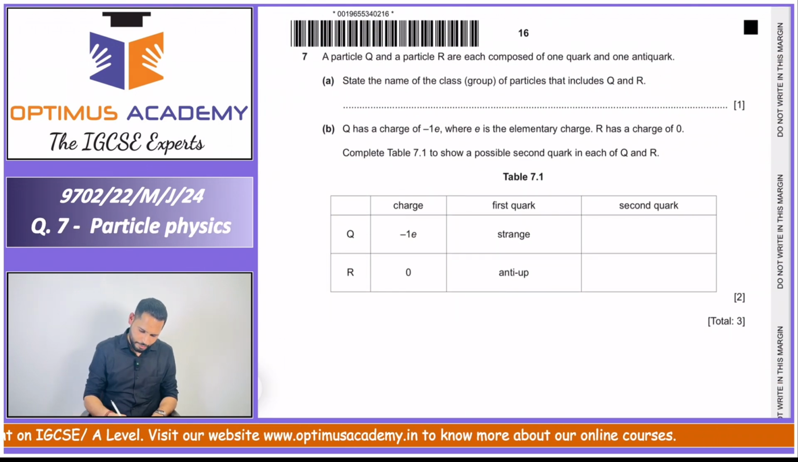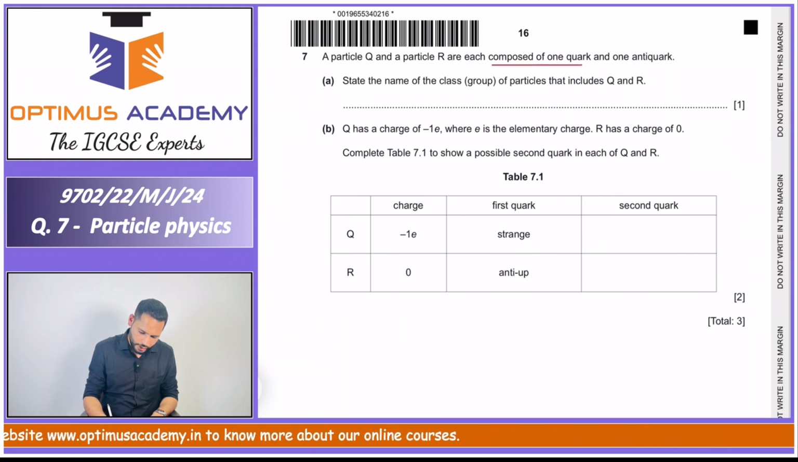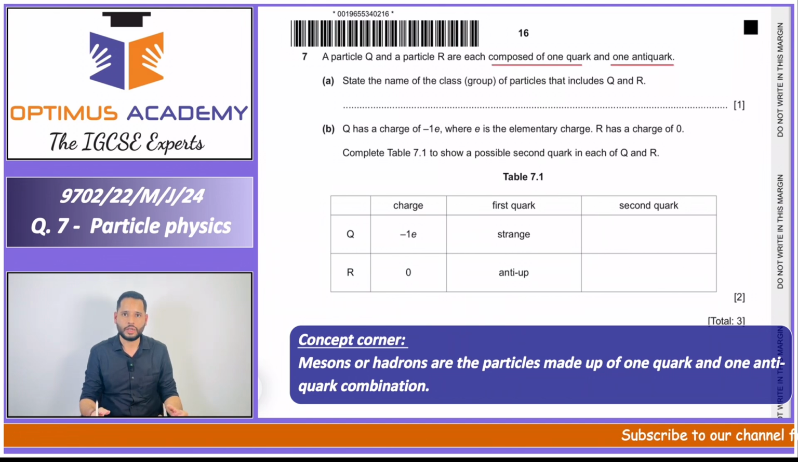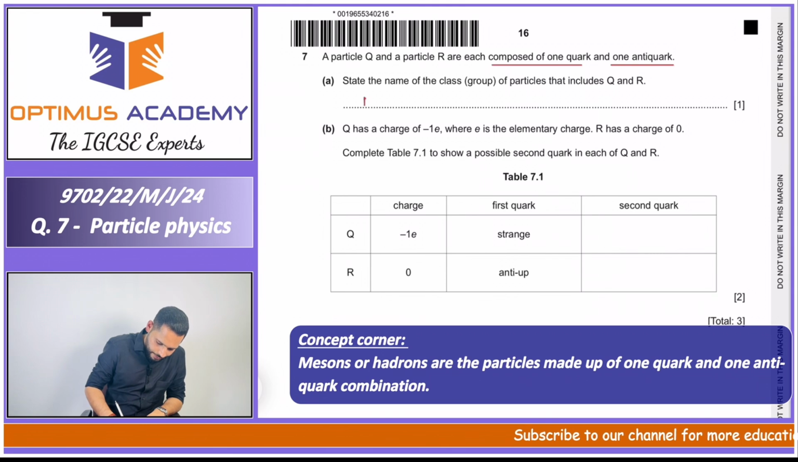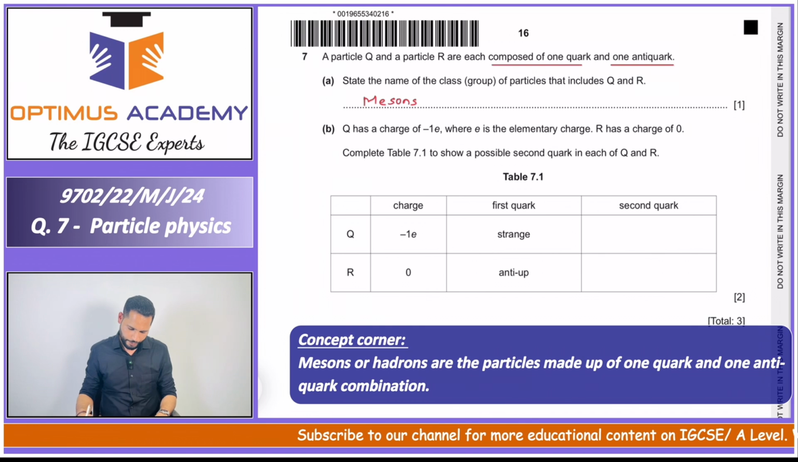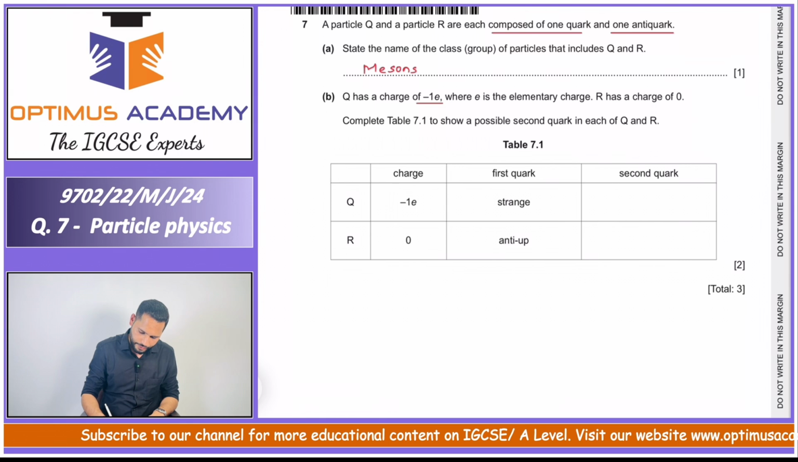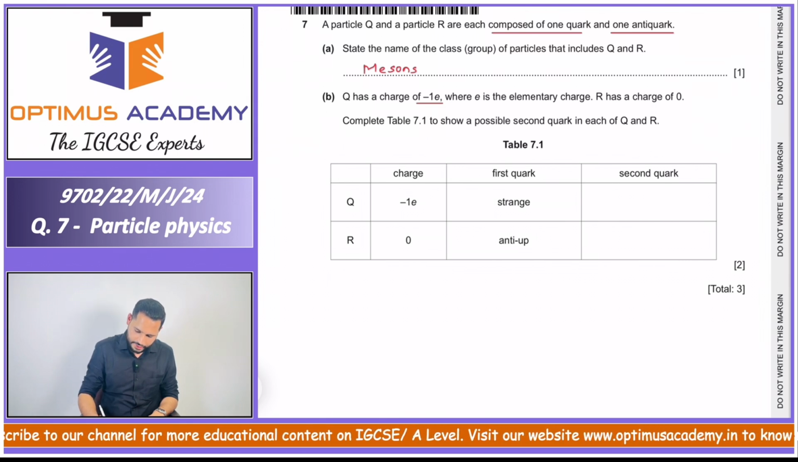The question says a particle Q and particle R are each composed of one quark and one anti-quark. State the name of the class of the particles that include Q and R. So we know that particles which are made up of one quark and one anti-quark fall under the group mesons. So we can write they belong to the mesons group.